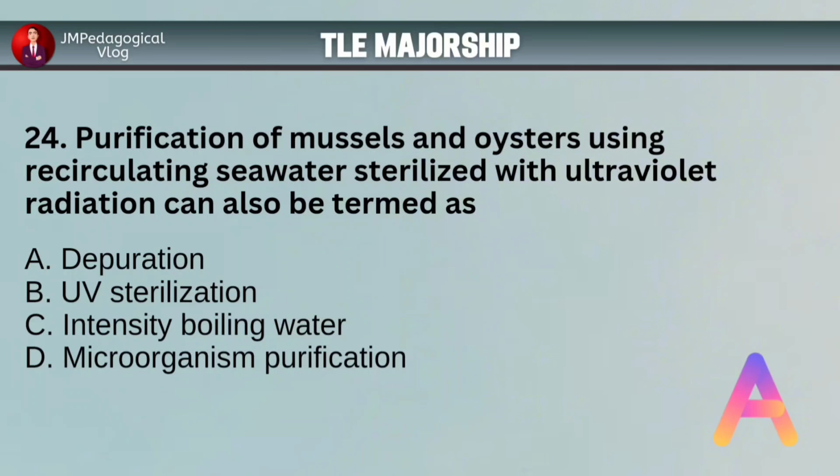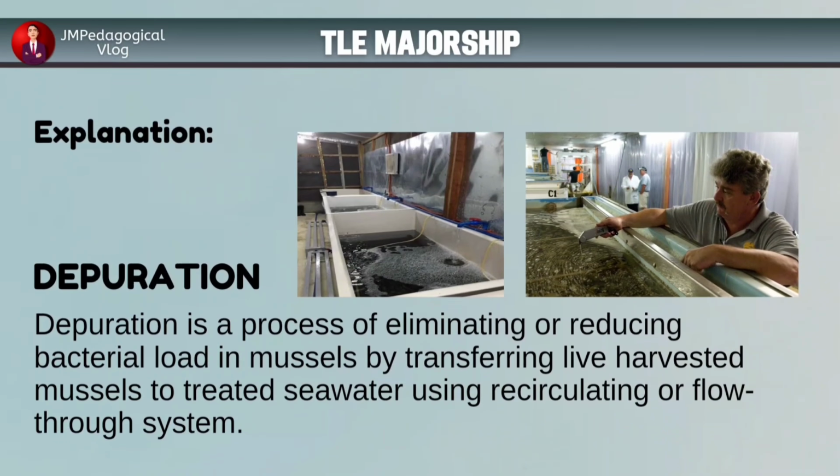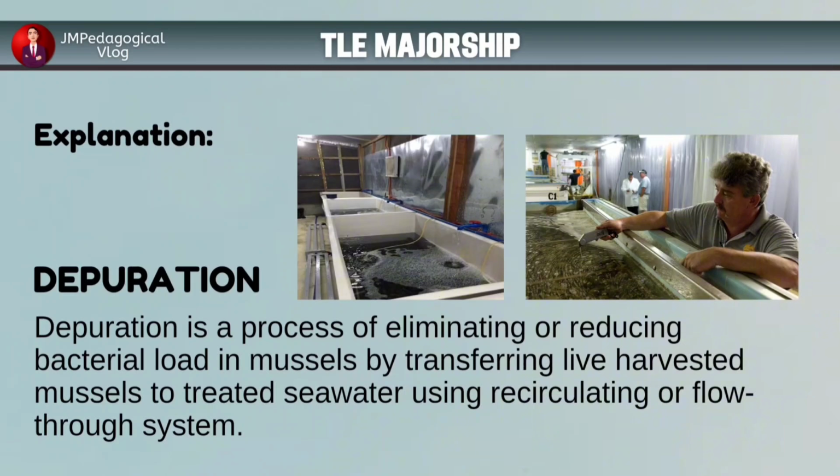A. Depuration. Explanation. Depuration is a process of eliminating or reducing bacterial load in mussels by transferring live harvested mussels to treated seawater using a recirculating or flow-through system.